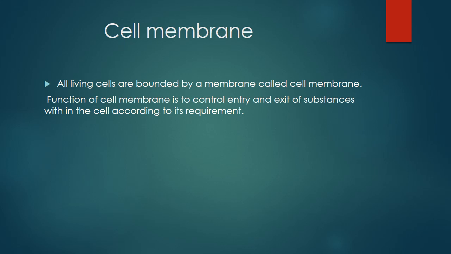In plants, fungi and bacteria, one additional outer covering is present called cell wall. Cell wall is an important covering as it provides rigidity and protection against variations in the environment. It also gives a definite shape, size and support to the cell.